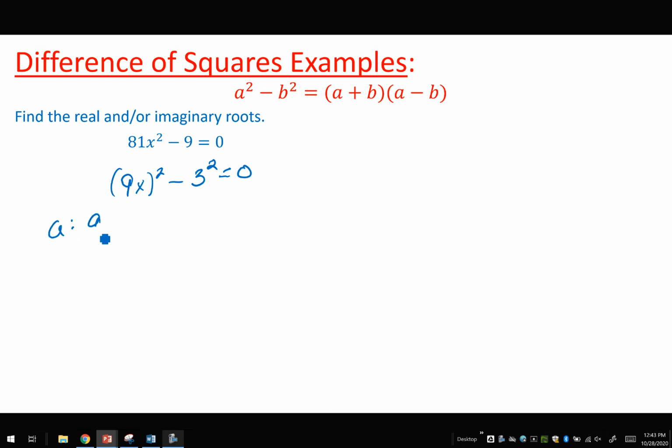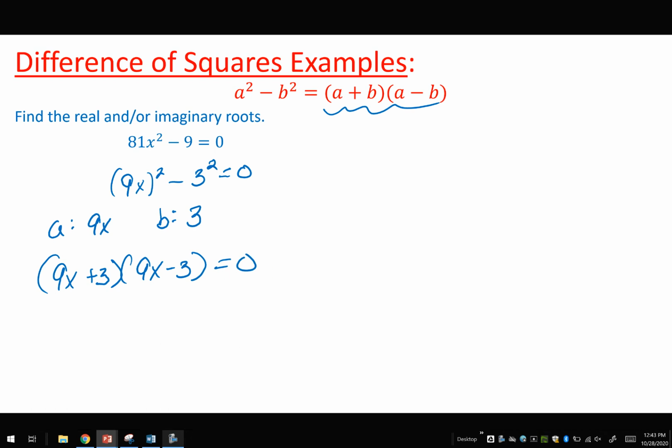My a value I would think of as just 9x. My b value is 3. And do not take it as negative 3. The property, it has to be subtraction going on. So you don't have to look at the sign as a negative 3 or anything. It is the b value, the number is just 3. Okay, so up here, a plus b, a minus b. Well, a is 9x, so I have 9x plus 3, 9x minus 3 equals 0. I factored this. So 81x squared minus 9, I can factor that down to 9x plus 3, 9x minus 3 using difference of squares. But I'm not done. I'm still trying to solve.